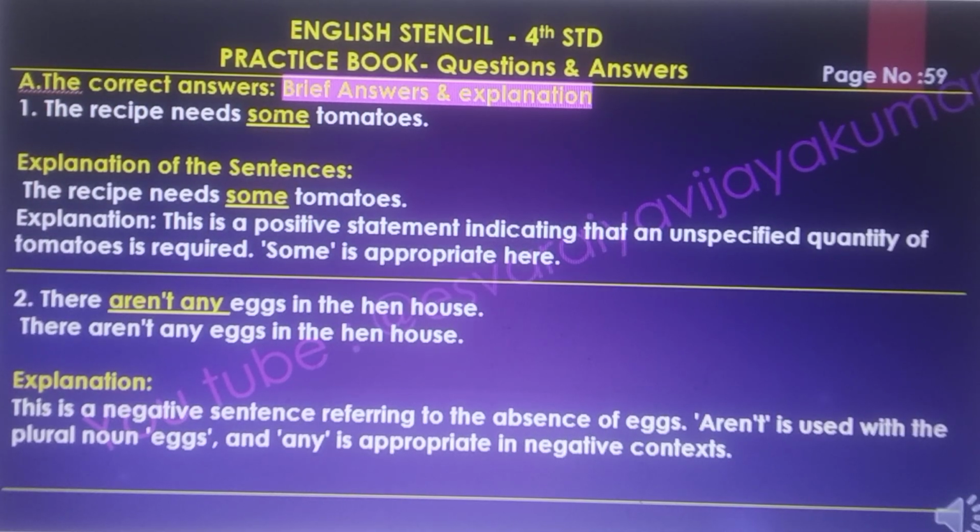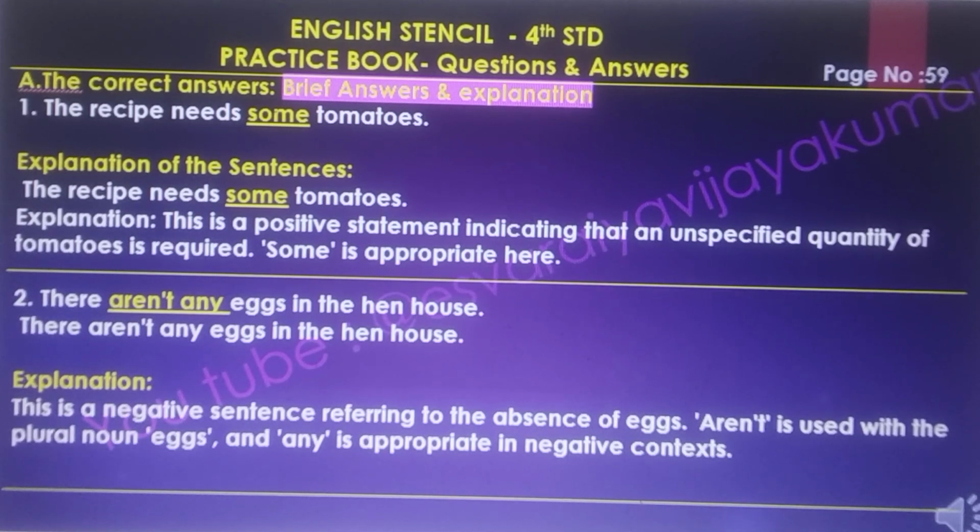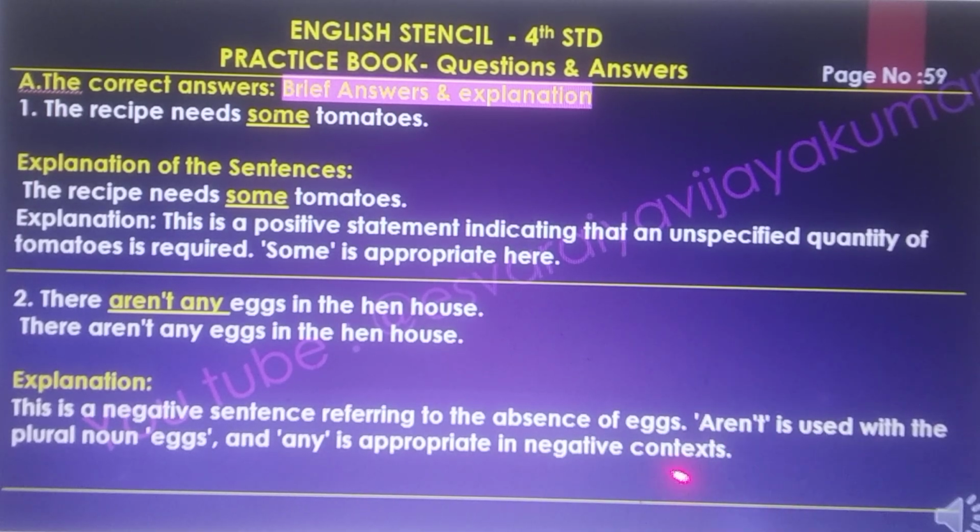And the brief answers and the explanations of these questions. The recipe needs some tomatoes. The explanation: this is a positive statement, indicating that an unspecified quantity of tomatoes is required. Some is appropriate here. And the second one, there are not any eggs in the hen house. This is a negative sentence referring to the absence of eggs. Are not is used with the plural noun eggs, and any is appropriate in negative contexts.